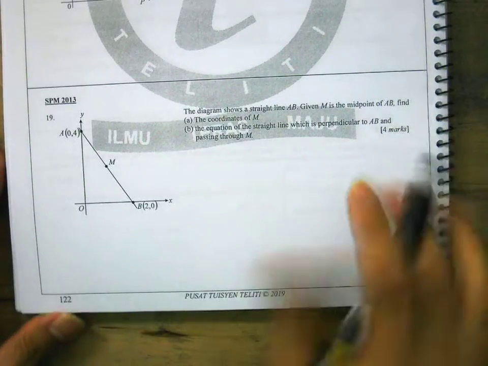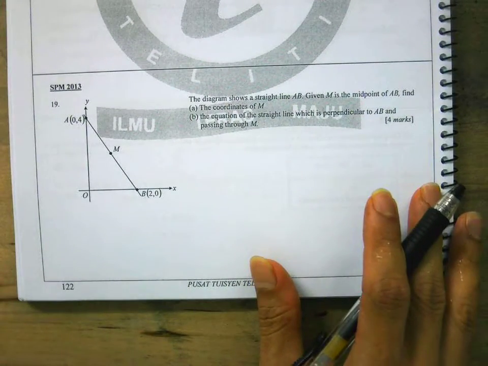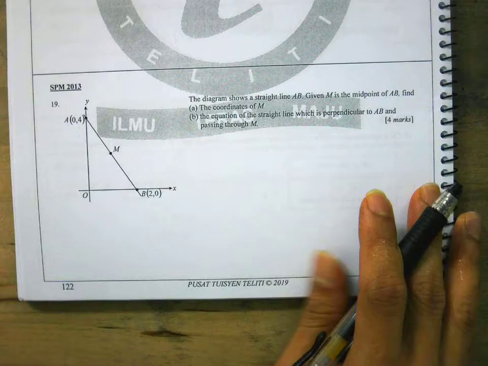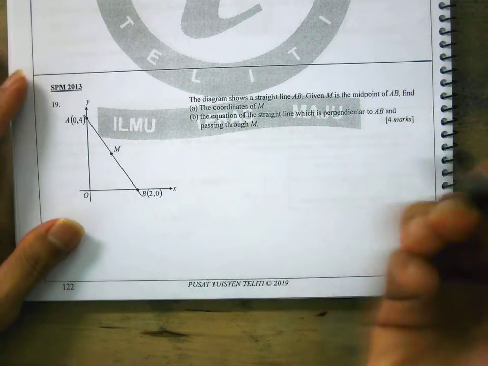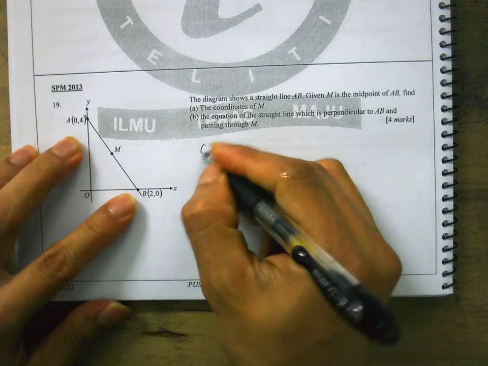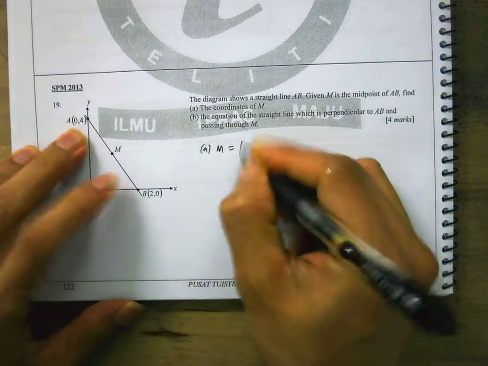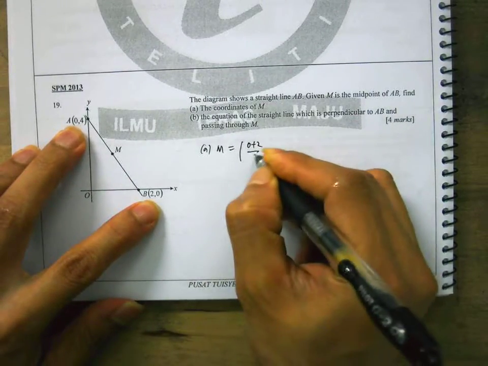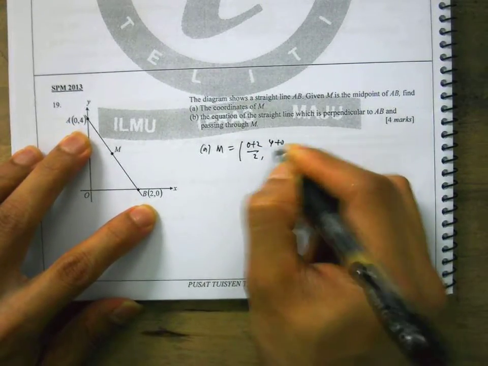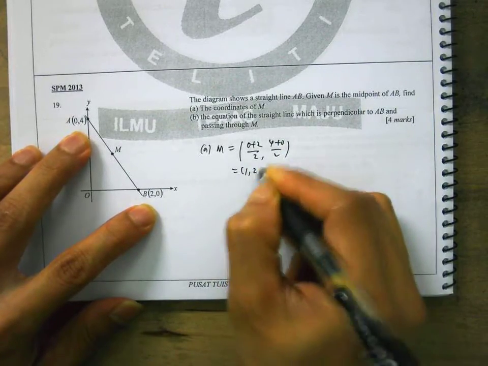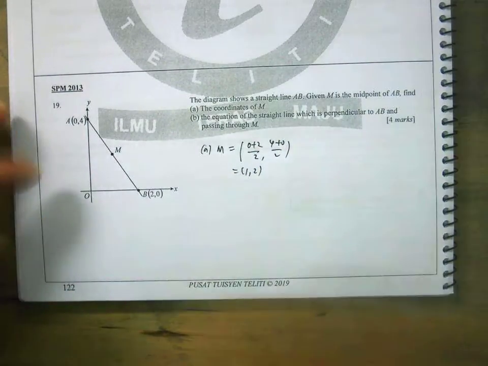Let's look at SPM 2013 question. Here we are given the straight line AB. M is the midpoint, find the coordinate point, and it's very simple. We use x1 plus x2 divided by 2, y1 plus y2 divided by 2. The result is (1, 2), right? That is M.